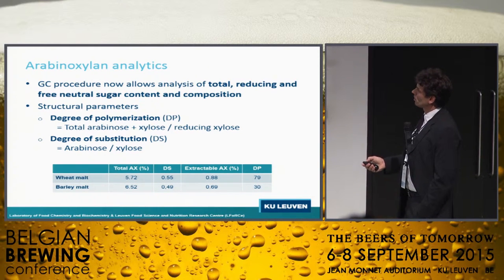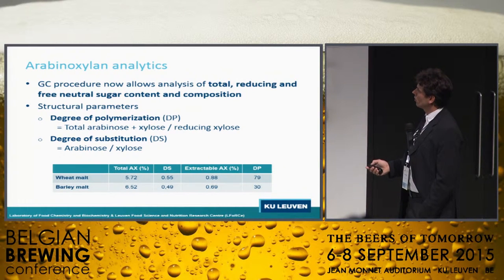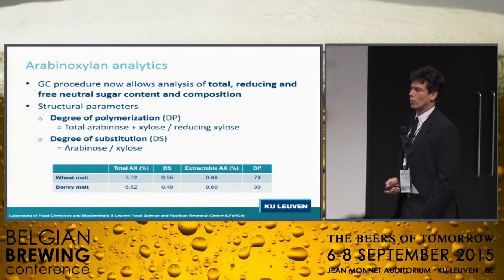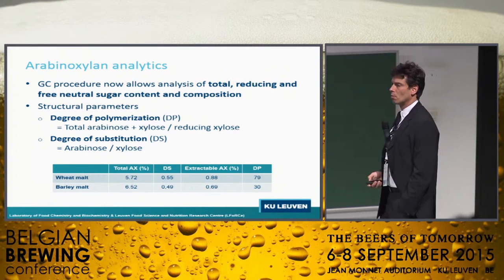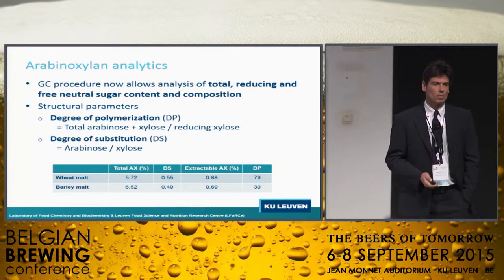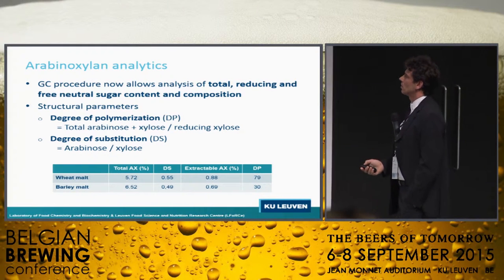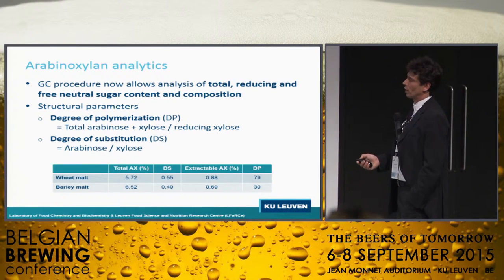What we see is that a relatively low amount of amoxicillin is actually extractable, and that the degree of polymerization of this amoxicillin is already rather low, probably due to the malting process. Now, what does it do in beer? If we do this for malt, how do these things evolve in beer? Is there a sharp increase in the amount of extractable amoxicillin?